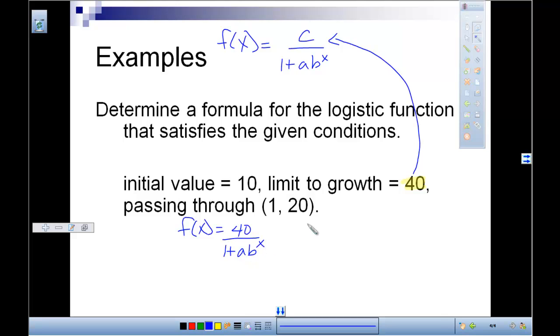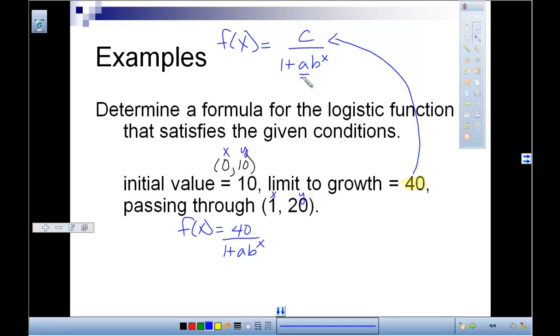Now, what else do we know? Well, we know we've got an xy point at (1, 20), and we also have an initial value. This initial value tells us something important. The initial value tells us that when x is 0, the y value is going to be 10. So we actually have two points here. Remember, this initial value of 10 is not the same as the value a in the exponential function, but we do need to use those values to help us.